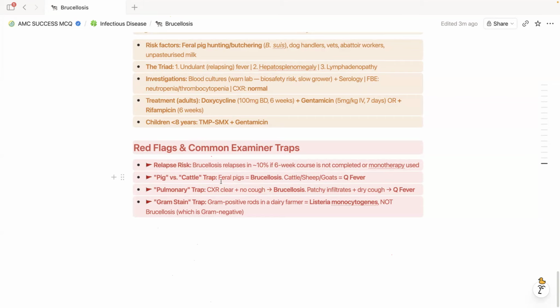Pig versus cattle trap: feral pig, brucellosis; cattle, sheep, goat, Q fever. Pulmonary trap: chest X-ray clear, brucellosis; if there is a patchy infiltrate, go with Q fever. Gram stain trap: if gram-positive rods in dairy, listeria monocytogenes; if gram-negative, go with brucellosis.